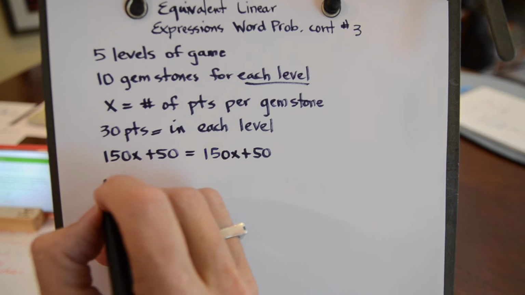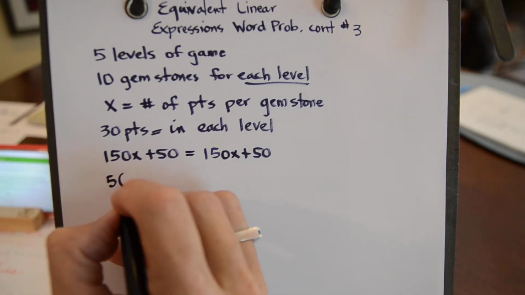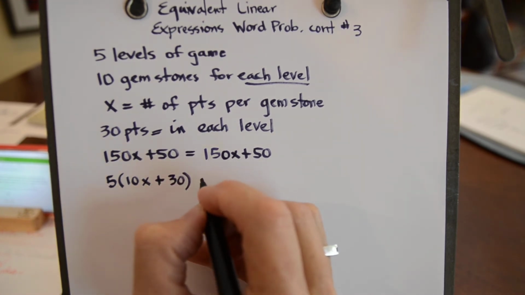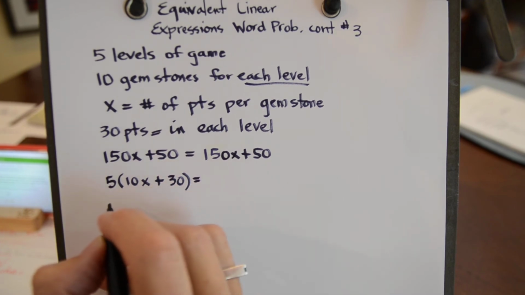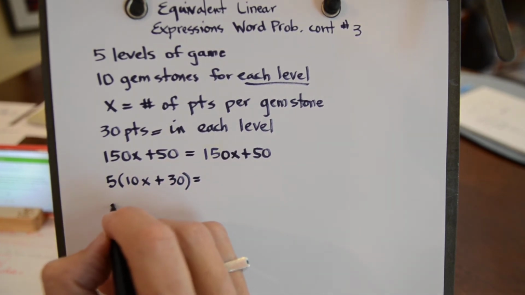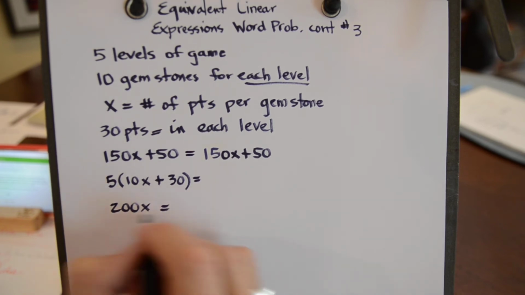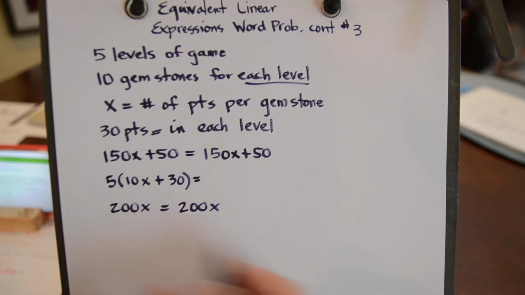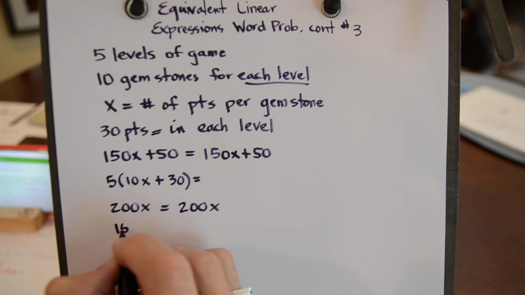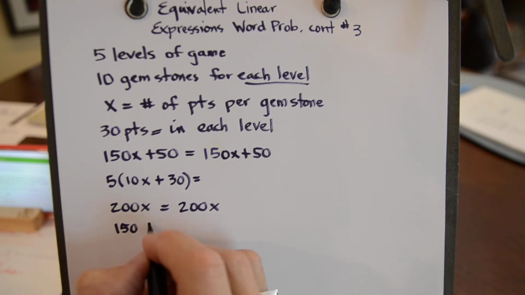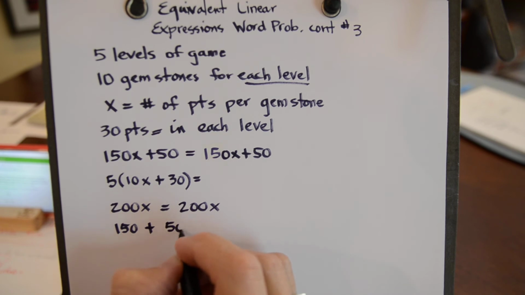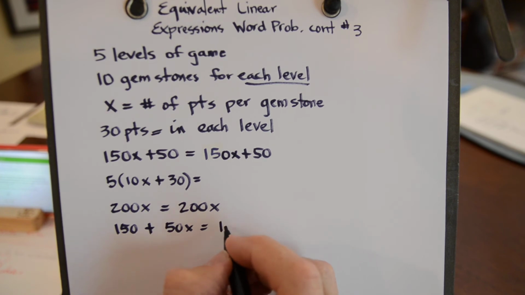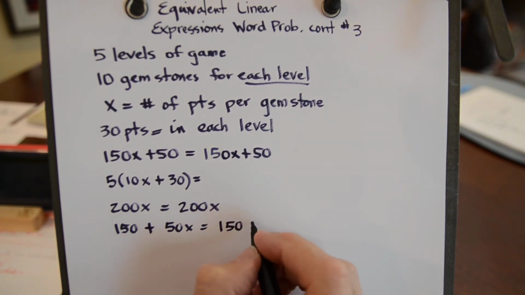Okay, next expression they give us is 5 times 10x plus 30. And then we'll figure this out in just a minute. The next one is 200x. It cannot be simplified. There are no more like terms. It's already in its simplest form. And the last choice is 150 plus 50x. That cannot be simplified because there are no like terms.